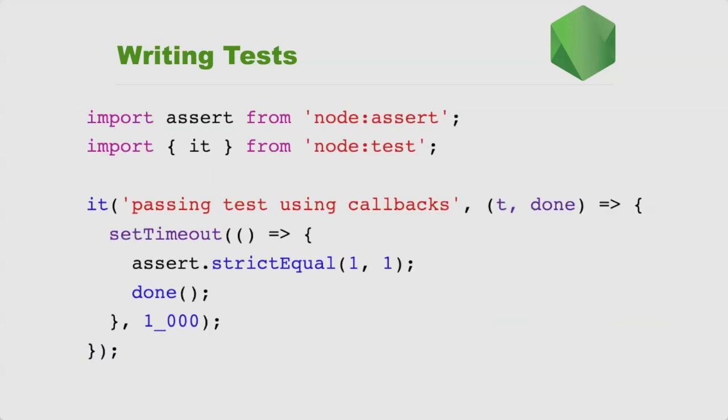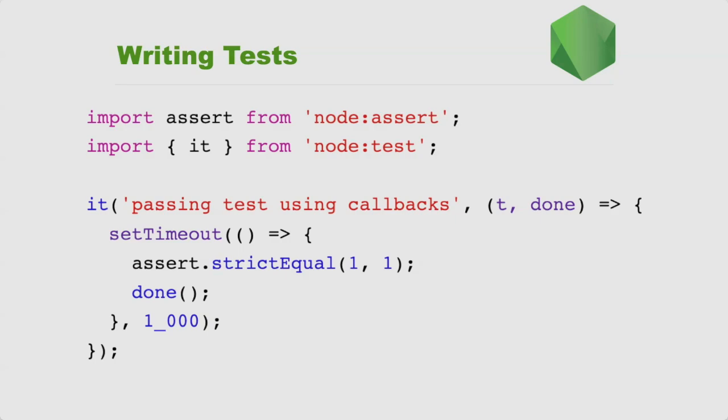Another thing that you can do is use callbacks. This is not quite as popular as it used to be, but originally Node was all callbacks everywhere all the time. The way that you would use callbacks is when you write your test function, you would just pass it two parameters. So here it's t and done. I'll talk about t on the next slide. Done is your callback function.